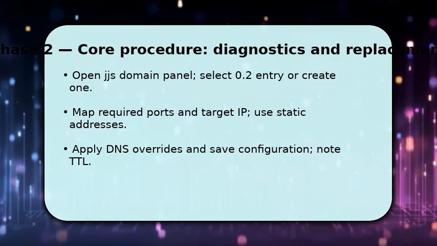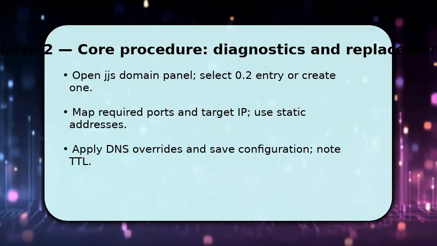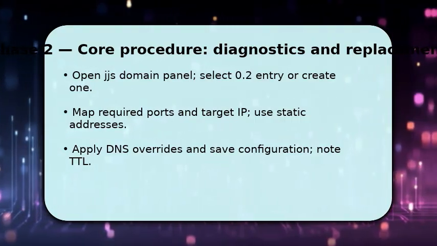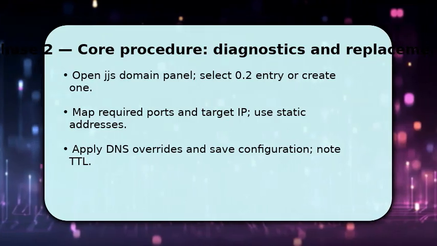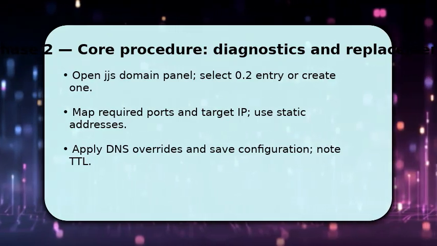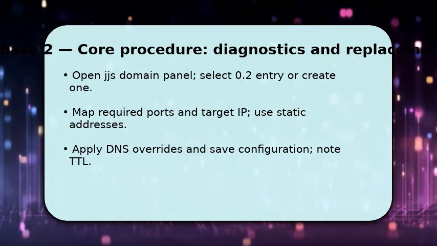You now configure the 0.2 domain inside JJS. First, open the domain panel and either select the 0.2 entry or create it, because that centralizes routing. Next, assign static target IPs and map ports the Xbox services require, and double-check ports for NAT traversal.